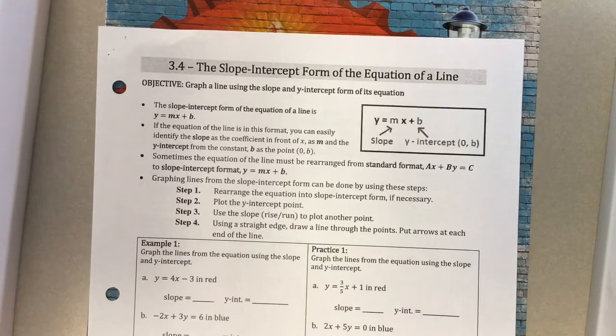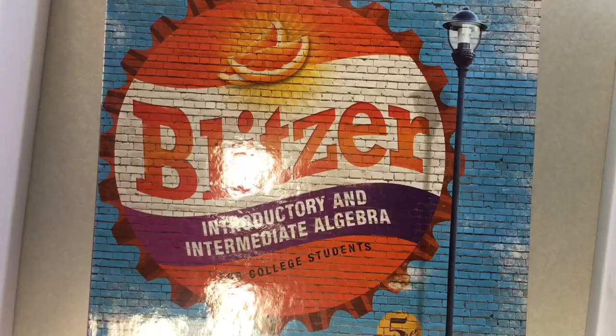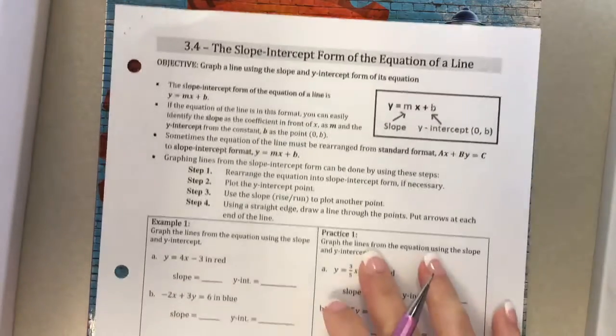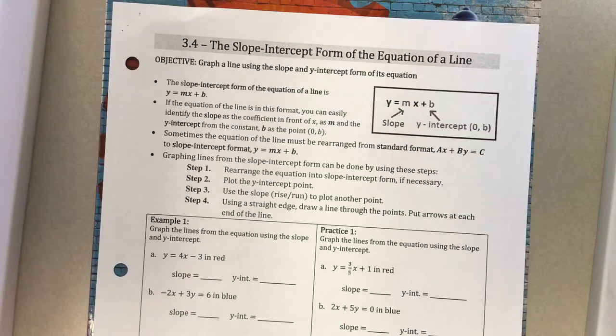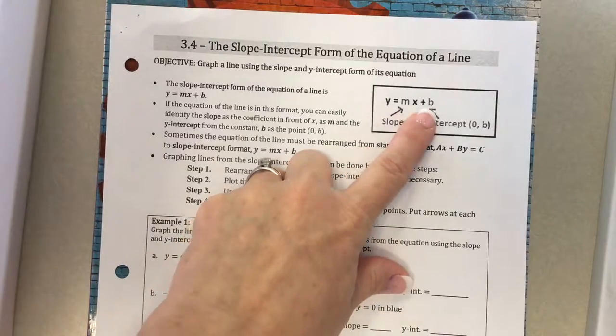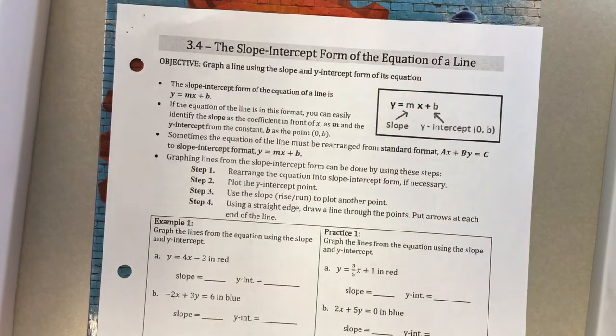Well, hello. We are going to be talking about section 3.4 today, which is in Blitzer's Introductory Intermediate Algebra for College Students. This is talking about using my slope-intercept form of the equation to graph the equation of a line. We've talked about slope. That's how steep it is. We've talked about where it intersects the y-axis or the x-axis, that kind of thing. So now we're going to kind of put it together.